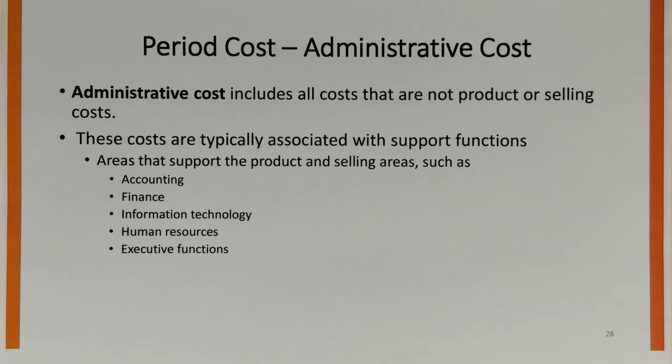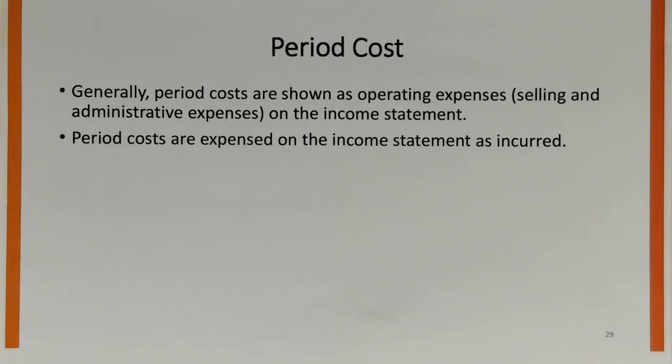And so administrative costs would include those support functions. Functions like accounting and finance and information technology, human resources, and certain executive functions. So these administrative functions support the main business operations, and the main business operations, how the company earns its keep, would be the product cost and the selling expense. So just to recap here, period cost, all the cost except for product cost. It includes selling expense, and then the support functions, the administrative expense.